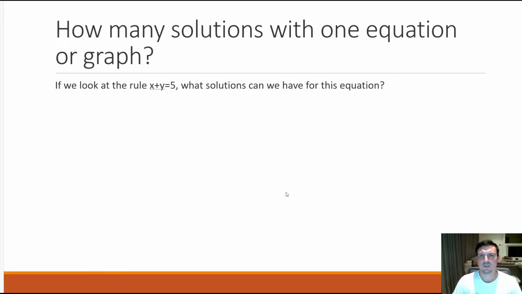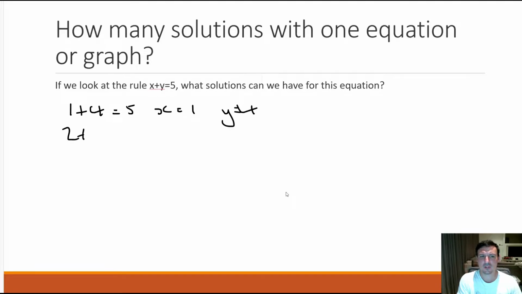So how many solutions with one equation on a graph? So if we look at the rule x plus y equals 5, what solutions can we have for this equation? I want you to write down a few solutions that we could potentially have for this one particular equation. Had some time? Good. So I'm going to write some down. I can write 1 plus 4 equals 5. So I could have x equals 1 and y equals 4.